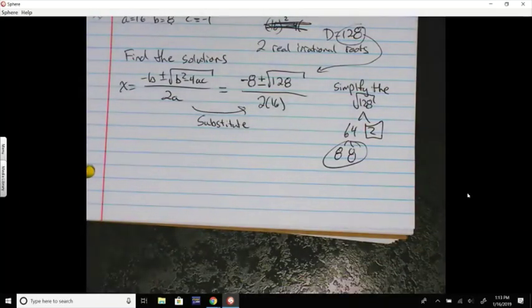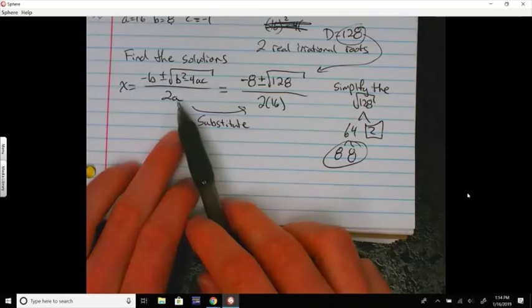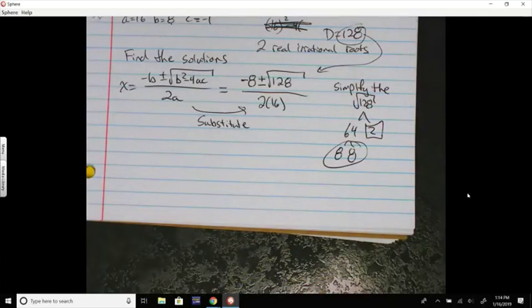Wait, what do we substitute? We substituted the b, the discriminant, and the a, all in. So whenever you put numbers in for variables, you're substituting. So next you simplify this. So you're going to substitute in your numbers. Now you're going to simplify the square roots.